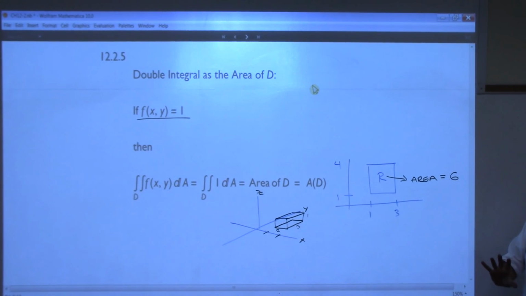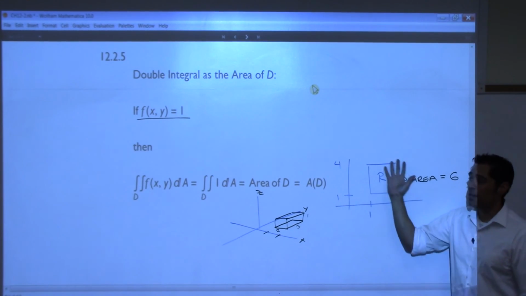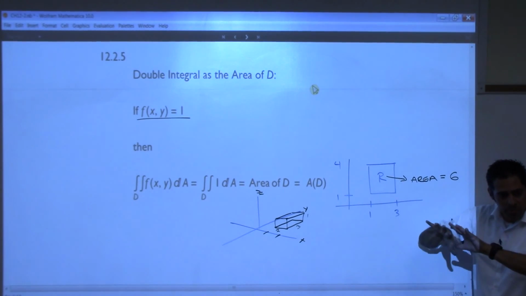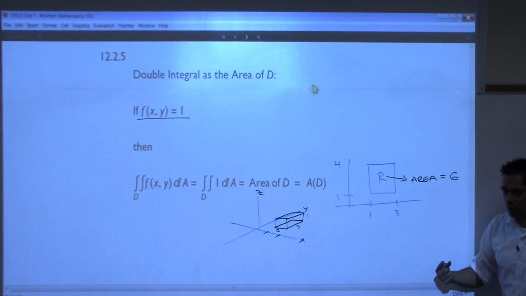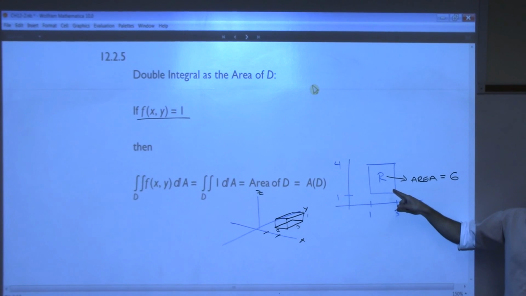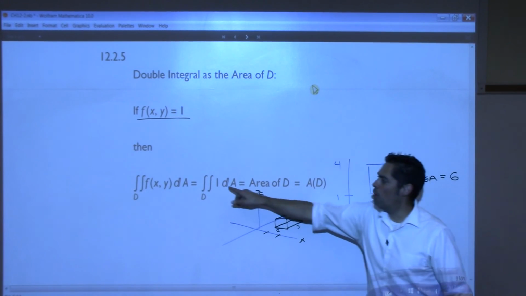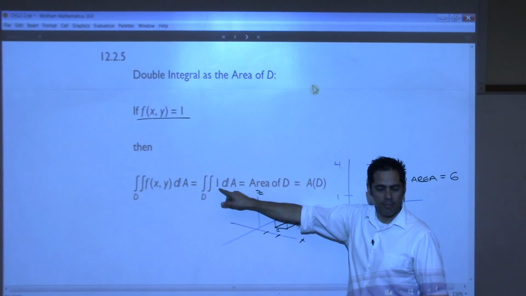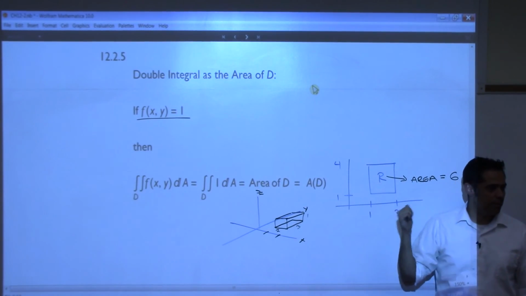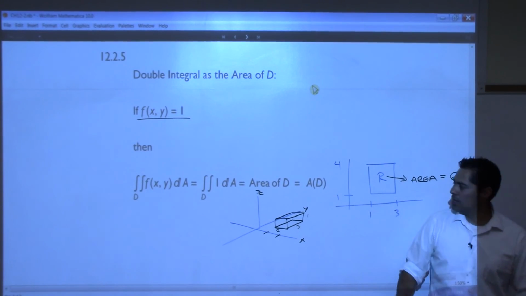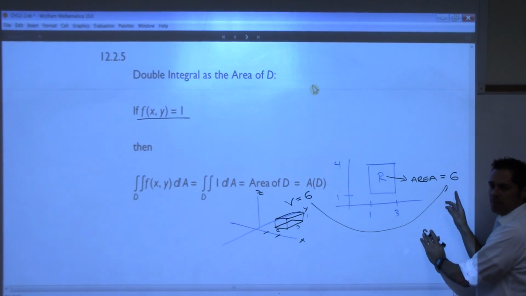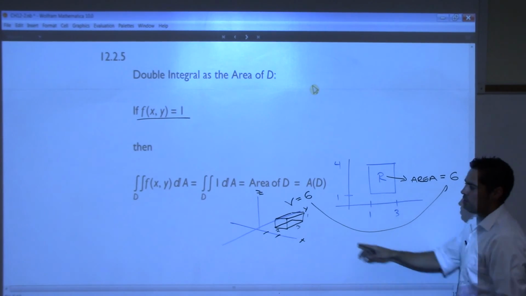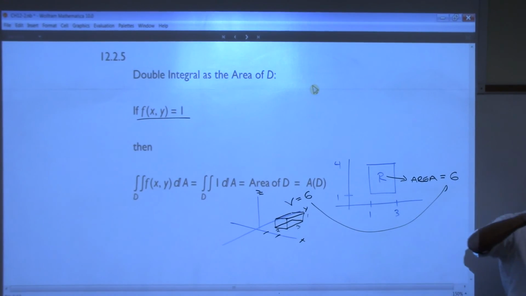So the point is this. If you're ever trying to find the area of a weird object in two-dimensional space, you can find it by doing the double integral of the region and using 1 as f of x, y. If you do that, your answer will be the area of the region you're integrating over, always. So it's not a coincidence that the volume of this being 6 matched with the area of this being 6. They will always be the same as long as the function is 1. All right?